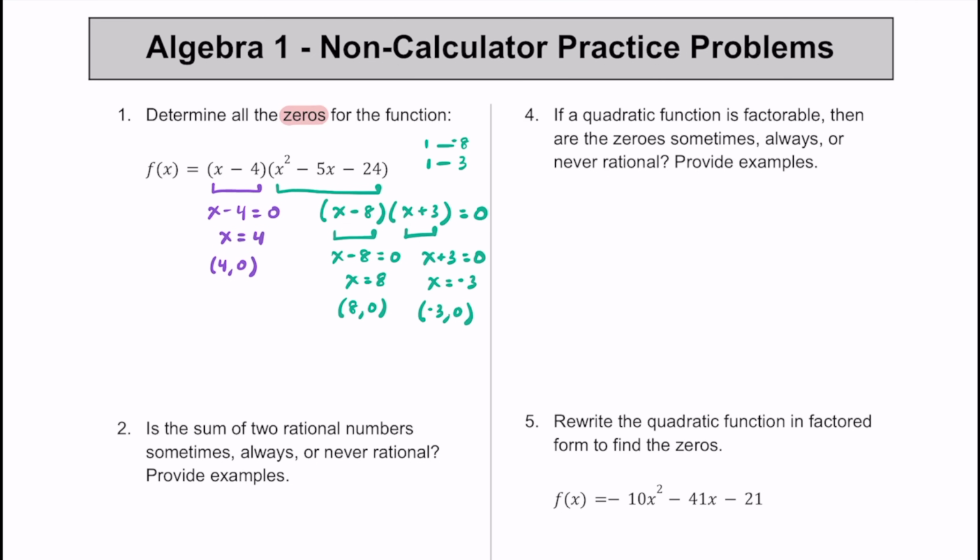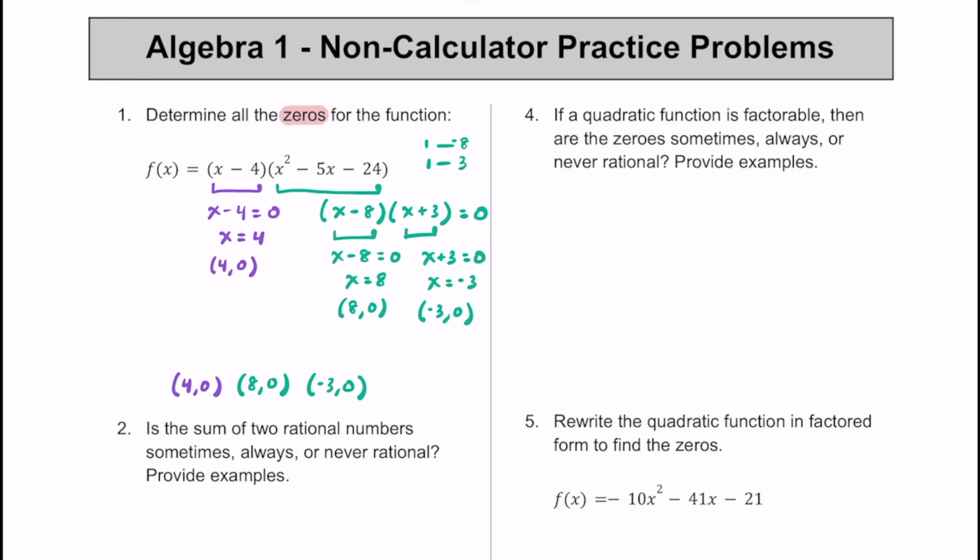So what are all the three zeros for this particular function? Well, this is a cubic polynomial. It's going to cross the x-axis at 4, 0. It's also going to be crossing it at 8, 0. And finally, it's going to be crossing it at negative 3, 0.